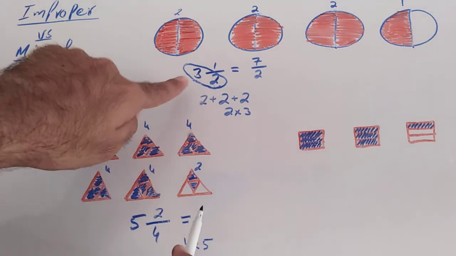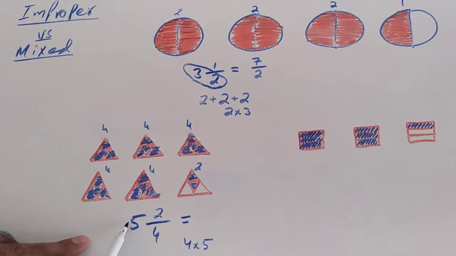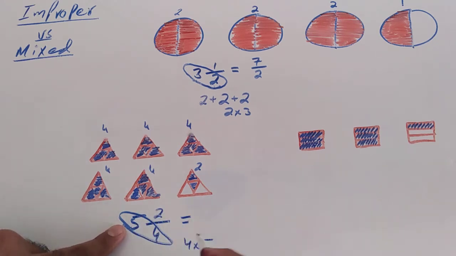Or what was the way again, if you just recall the same way? So you just have to multiply these things. So 4 pieces are shaded 5 times, so 4 times 5 is 20, and then 2 more parts were shaded, so 22 again. So it's 22 out of 4, because each whole has 4 parts.